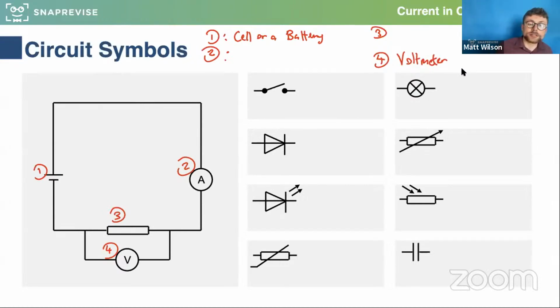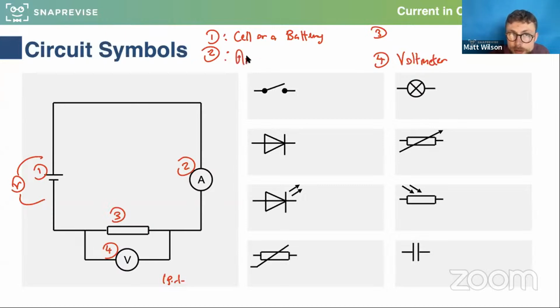That is, it's the kind of thing that you can use to measure either EMF or potential difference. It's worth thinking about what it's measuring here. It's across a resistor, so here it's measuring the potential difference. If I put a voltmeter across here, it would be measuring the EMF. Okay, good. You're absolutely right.